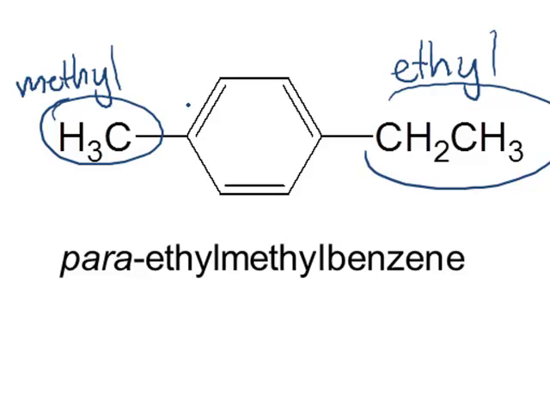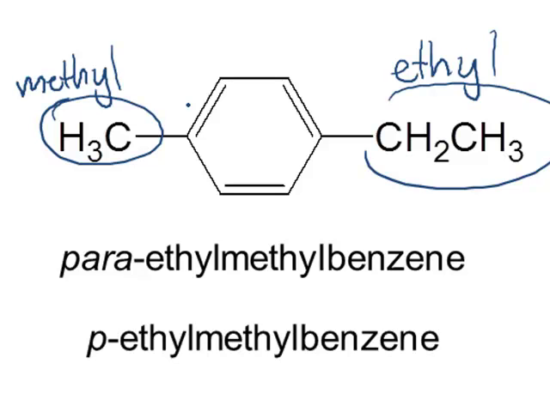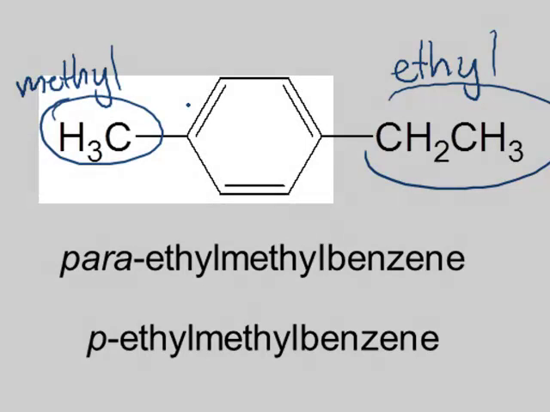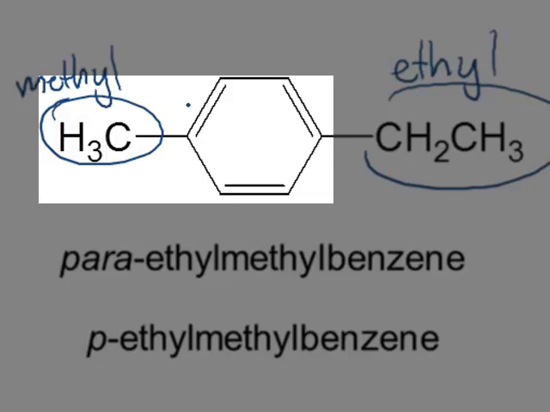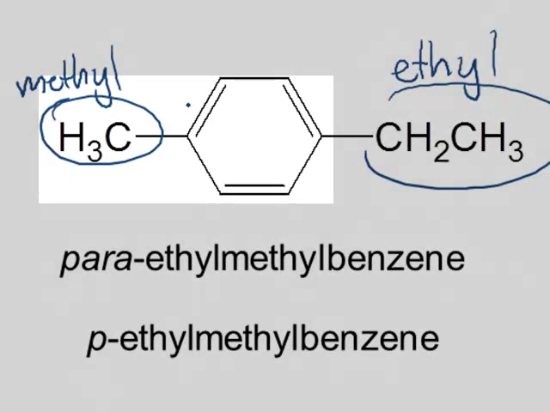Likewise, we could simplify a little bit by writing the letter P instead of the entire word para. That's just as acceptable. So then my name would be p-ethylmethylbenzene. Now there's two other ways you could name this using a shortcut. And the shortcut is to fall back on the common names we talked about a few minutes ago. We saw toluene and xylene. Toluene is the benzene ring that has one methyl group. This is essentially a toluene that also has an ethyl substituent.